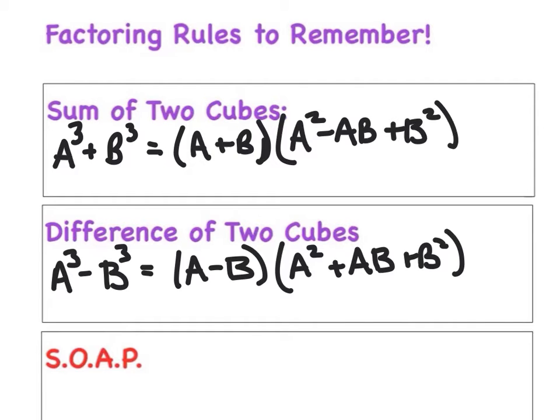Okay, so there's a couple things that we should notice right off the bat. When we said sum of two cubes, notice this was a plus sign. And when we said the quantity a plus b, notice it was also a plus sign for sum of two cubes. When we said difference of two cubes, notice there was a minus here, and this quantity was a minus b. So those always stay the same. So there's one hint that's easy to remember.